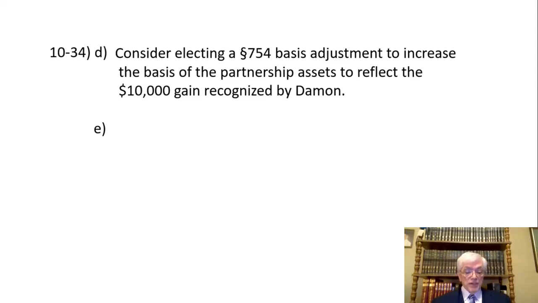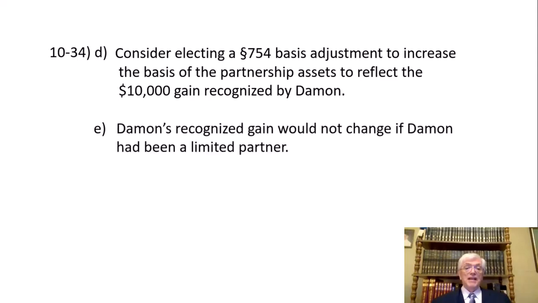Letter E, how would your answers to parts A, B, and C change if Damon had been a limited partner? Would the partnership be more likely to prefer Damon's treatment as a general or limited partner? Damon's recognized gain would not change if Damon had been a limited partner. He still would have had $20,000 of ordinary income and $10,000 of capital gain, because there still would have been that disproportionate deal with the receivables.